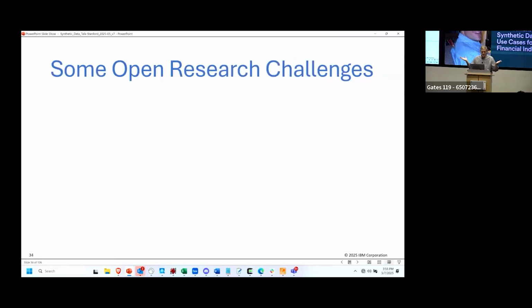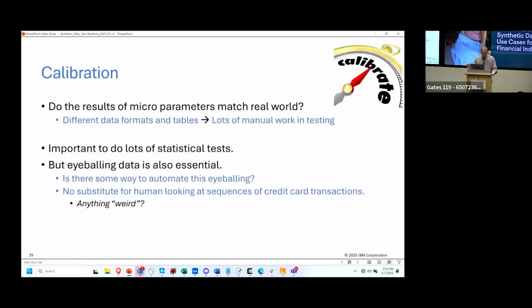And so whether or not I'm correct about model collapse is, I think, actually one open research challenge, and whether this sort of thing might actually help. A few others is this sort of calibration stuff. We start with these micro parameters. Here, this person likes to spend on these attributes or these categories and not on these others. This person pays their bills on time. This person doesn't. That sort of thing.